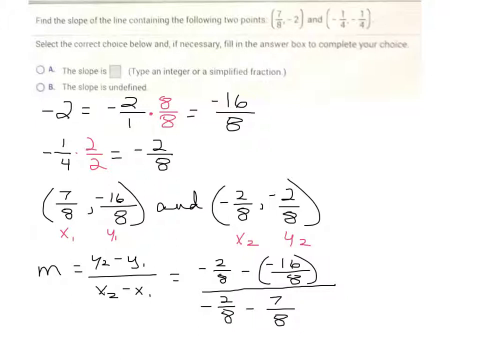Now looking at the numerator, -2/8 minus -16/8, minus a negative is plus a positive, so we change that to addition, and we can combine our numerators like this over, and then in the denominator we have this. Now here's the shortcut.